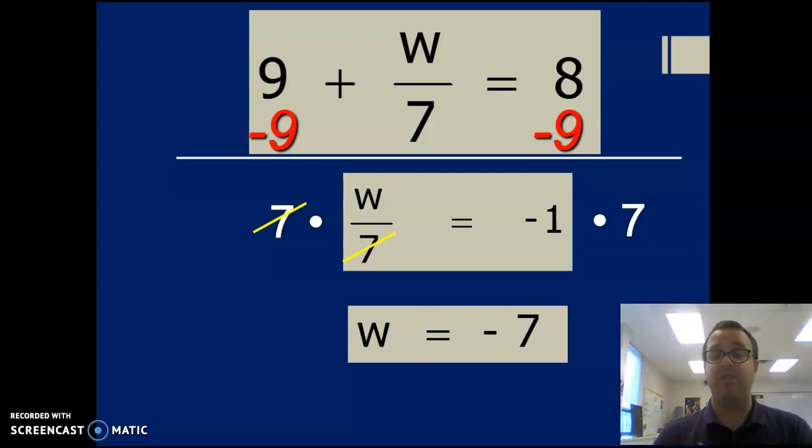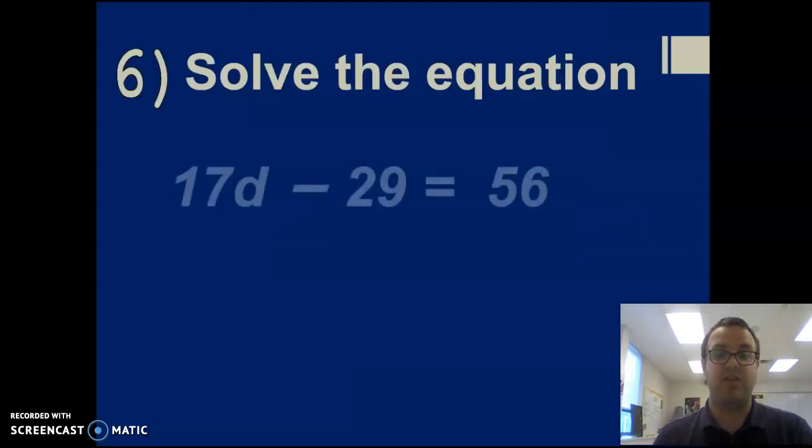All right? Same thing every time. If you can do the one-step equations that we did earlier, you can do these two steps. It's just combining them together, basically. Get rid of that addition and subtraction, then get rid of that multiplication and division.